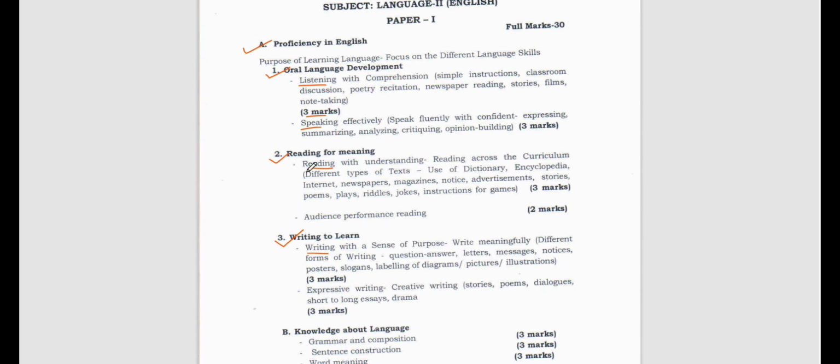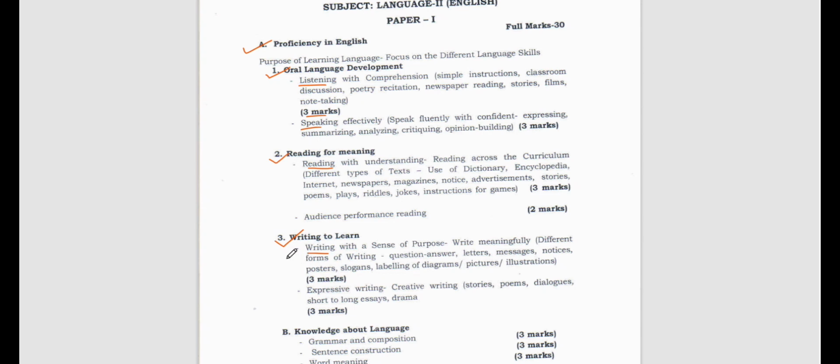Now let's go to the fourth skill. Listening we are done, speaking we are done, reading we are done. Now we are going to writing to learn. All right, writing to learn. Now, how do we write? What do we write? Writing with a sense of purpose.